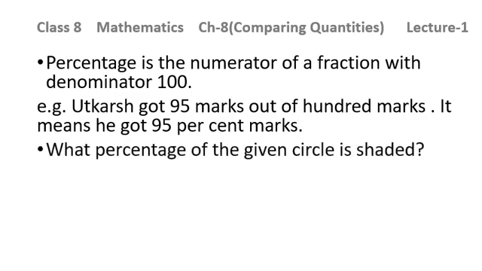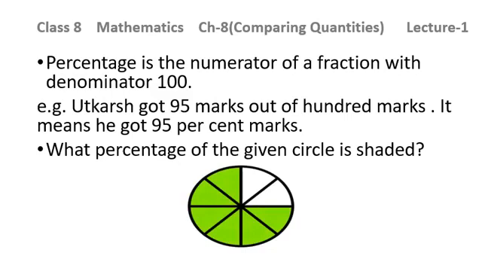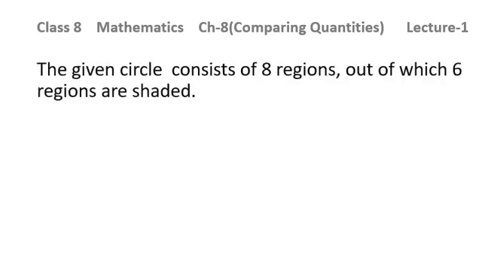Then, what percentage of the given circle is shaded? Let us see this example. Now there are 8 parts of this circle, and how many parts are shaded? We need to tell the answer in percentage. Let us see how we will do it. The given circle consists of 8 regions, out of which 6 regions are shaded. You have seen in the figure that 6 regions were shaded and a total of 8 regions were there.